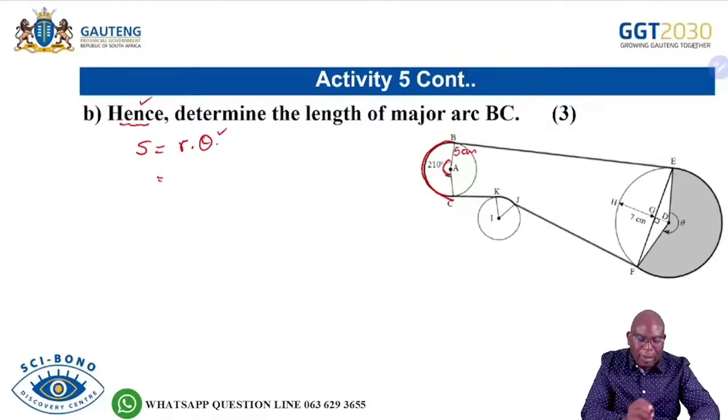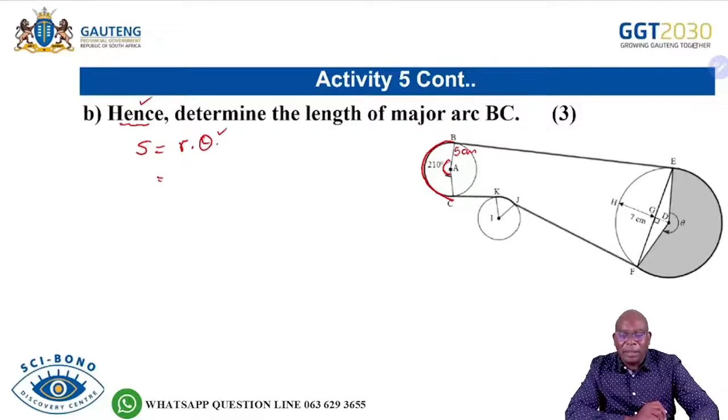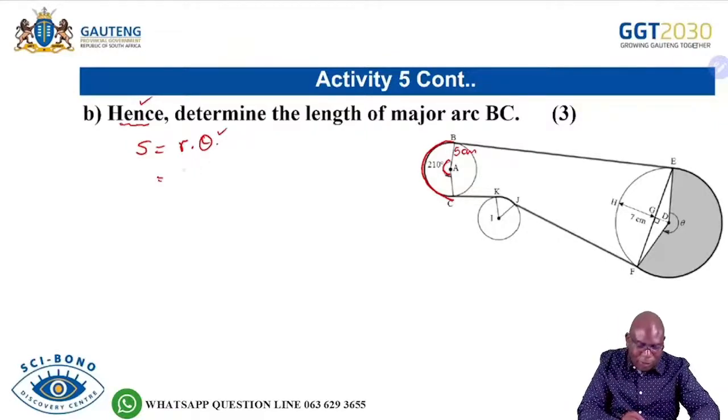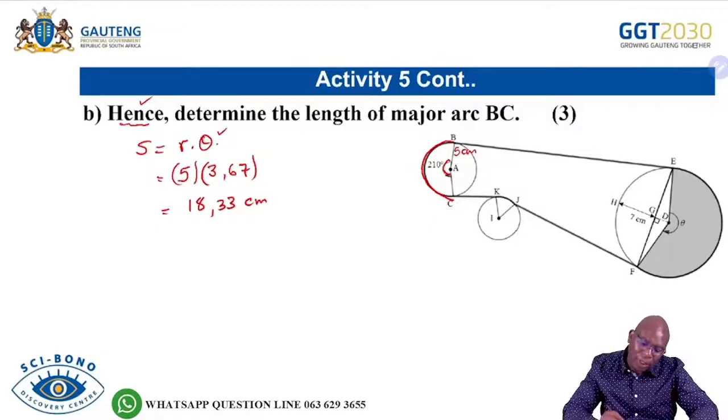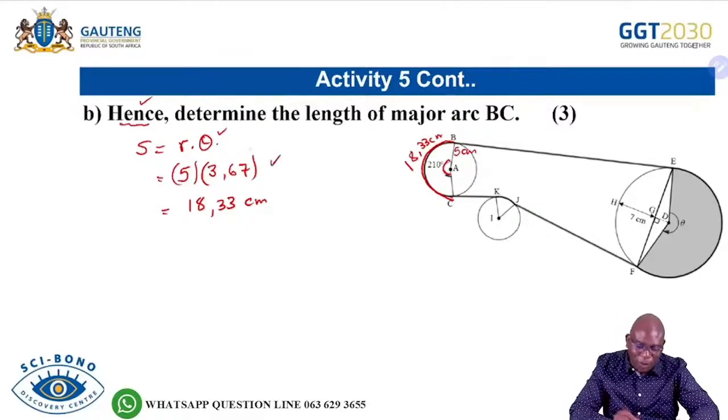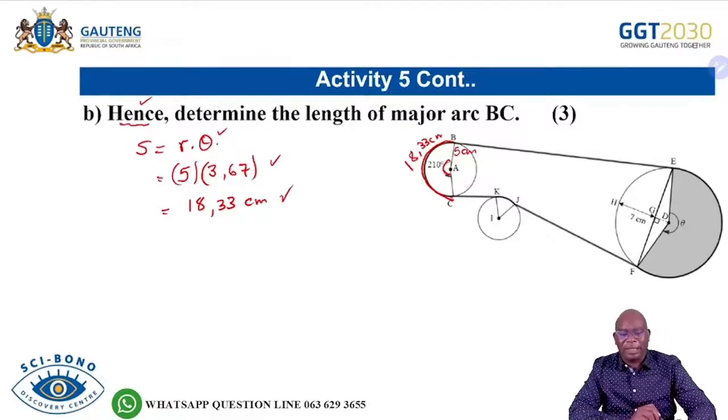Hence, they say use the previous answer that you got. So what is my radius? It's going to be 5. What is my theta? It's going to be 3.67. Then what will be the length? 18.33 centimeters. So the length of that belt from B to C is 18.33 centimeters. Okay, so it's 1 mark for that, 1 mark for that, 1 mark for that. So I've got 3 marks there.